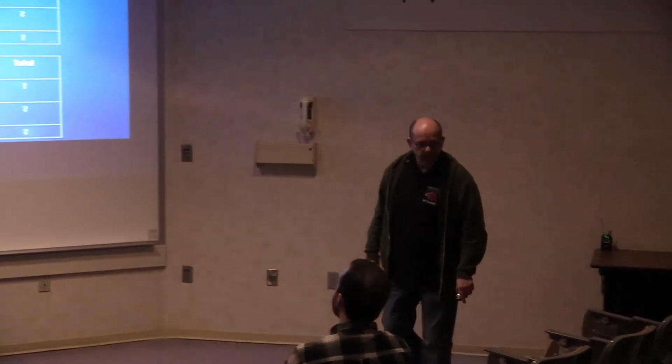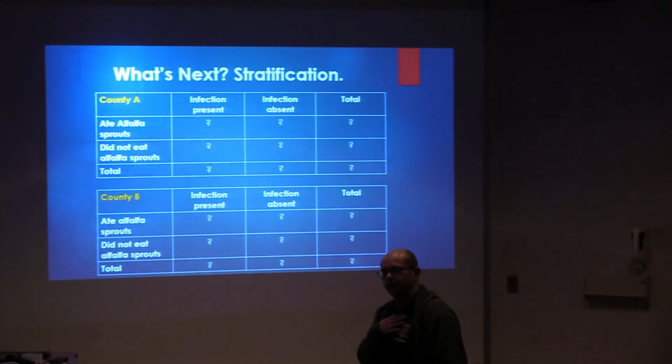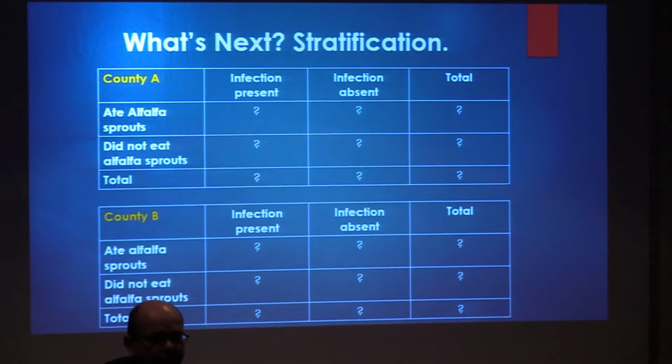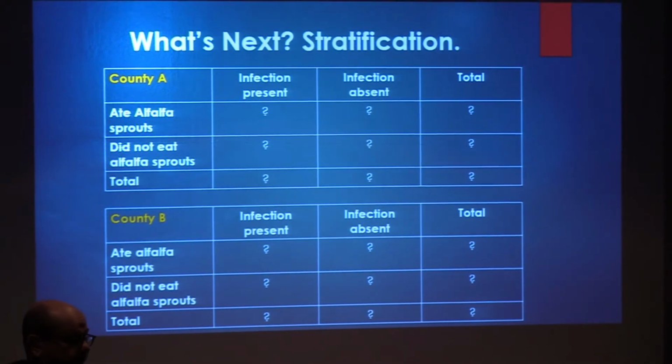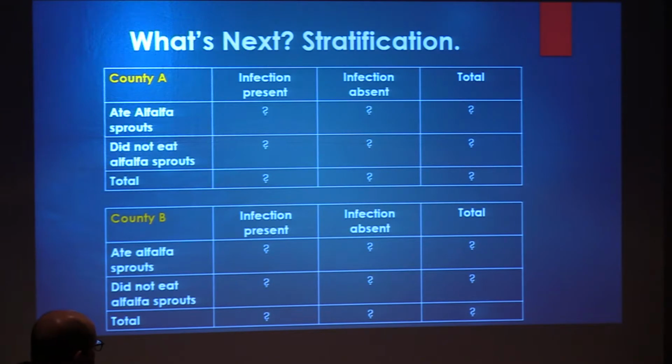So what's next? Next is stratification. Maybe I need to start looking at the numbers, if I have the data. It all depends on what kind of data you have. Maybe I need to split my data set into two parts and compare different counties, if that's what's happening.